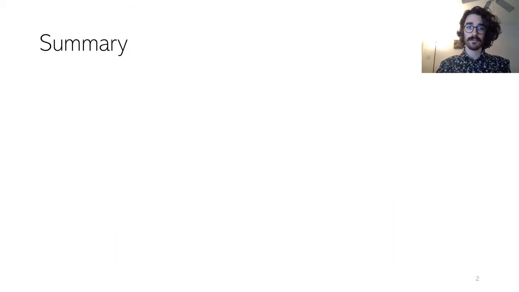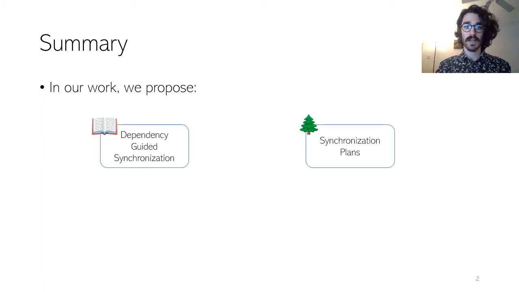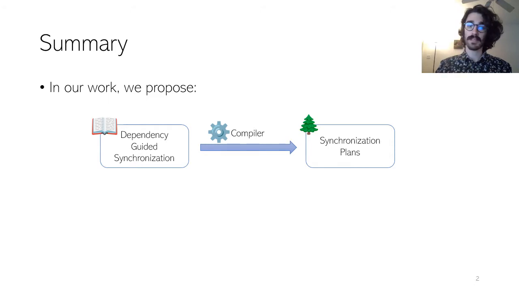Before we get started, I will give a summary of the things that I'll be talking about throughout this talk and of what we did in the paper. In this paper, we propose a new parallel programming model for stream processing applications called dependency-guided synchronization. We propose an intermediate representation capturing stateful parallelism with synchronization called synchronization plans. And we also propose a compiler that generates provably correct synchronization plans from these DGS programs.